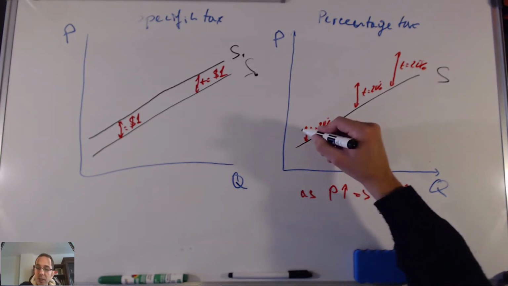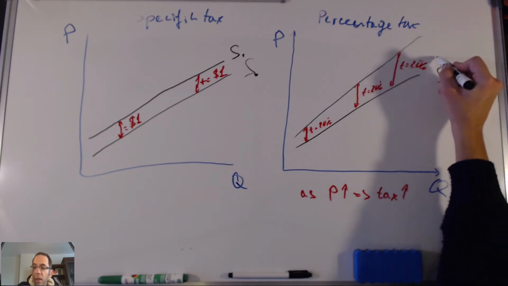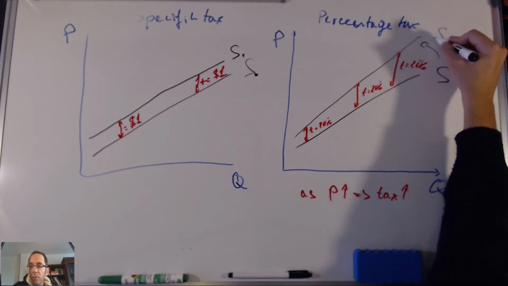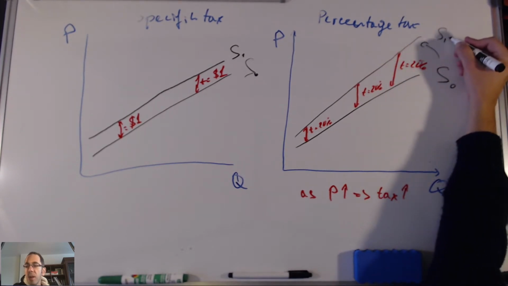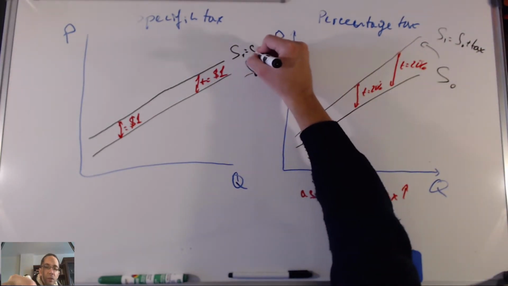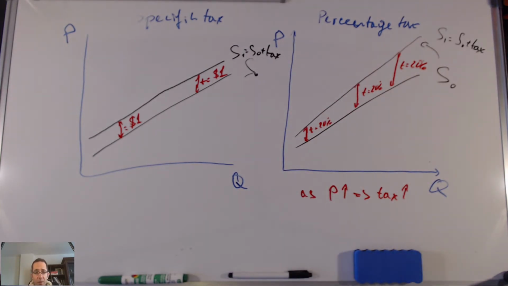And the result of this is that the supply curve will begin to rotate. It rotates anti-clockwise. So this would be S1, S0. And S1 we can say is equal to S0 plus the tax. This is equal in both cases. So we can see how with the specific tax, our supply shifts parallelly, or we have a parallel shift, and with the percentage tax, our supply curve rotates anti-clockwise.